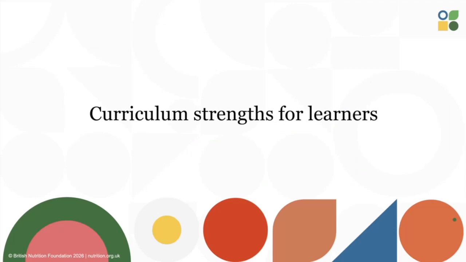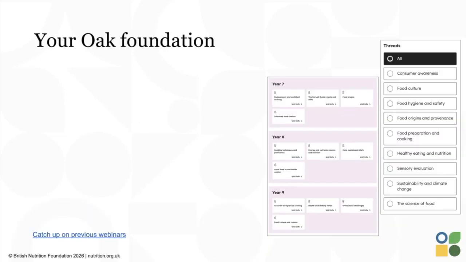So what we're going to do now is move to the next part, which is all about the curriculum strengths for learners. And this section is really about the strength of the curriculum to support your teaching and learning going forward. And I think the key thing that we've already focused on, the principles, is that you've got Oak already as the foundation. So a lot of this work has been done, all the heavy lifting has been done for you. And I think it's a great starter for 10.